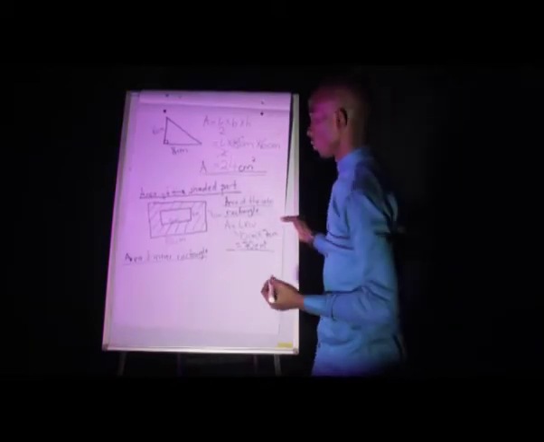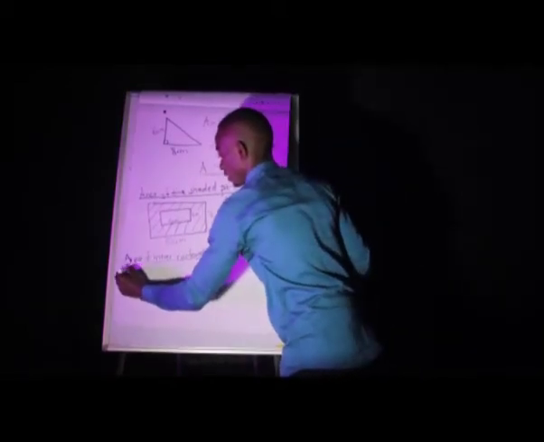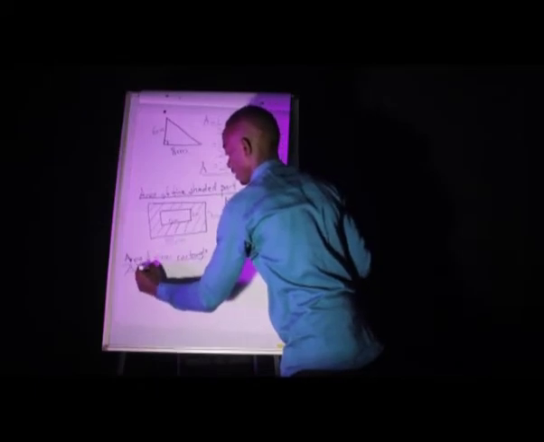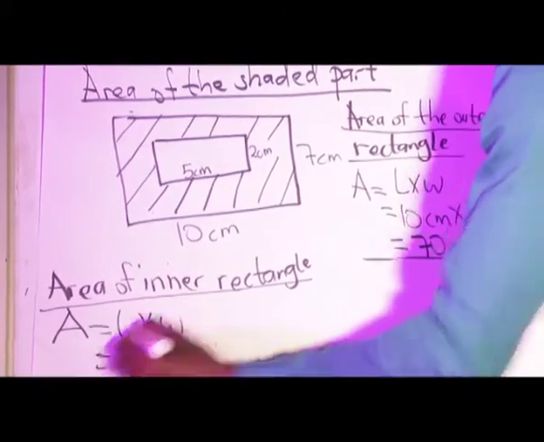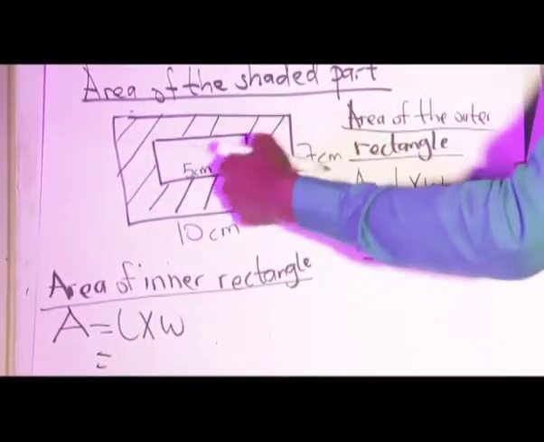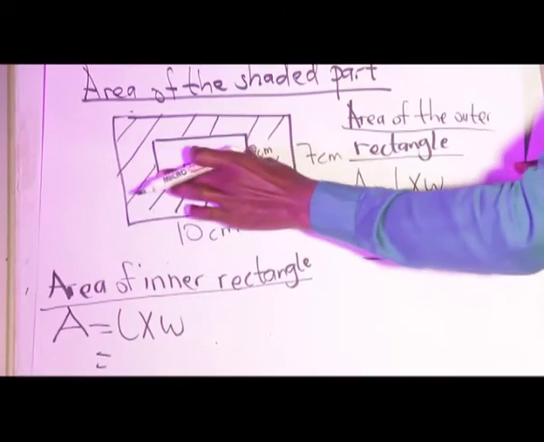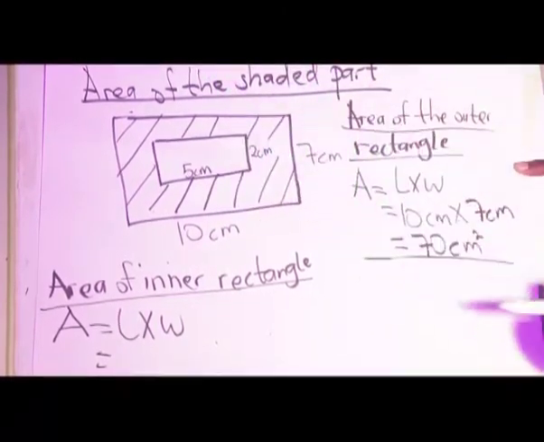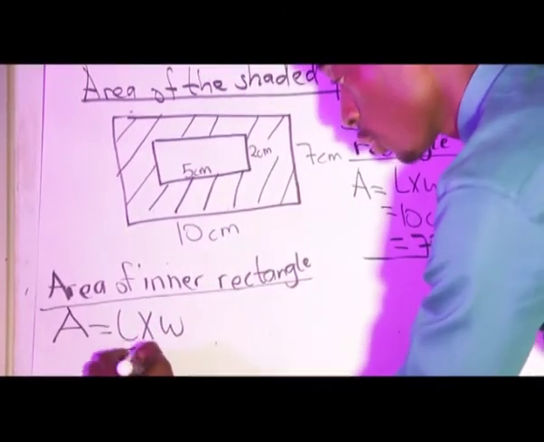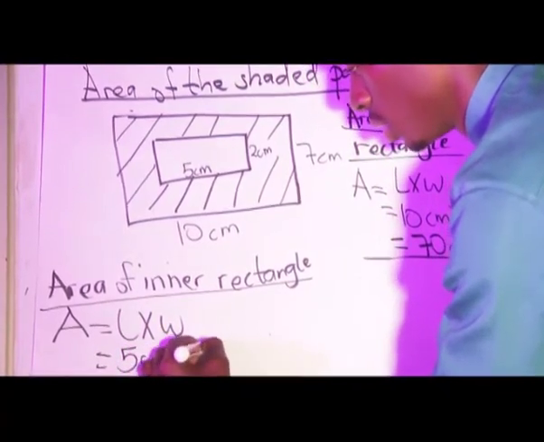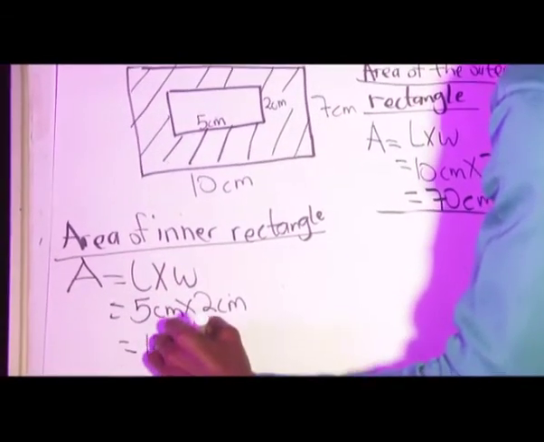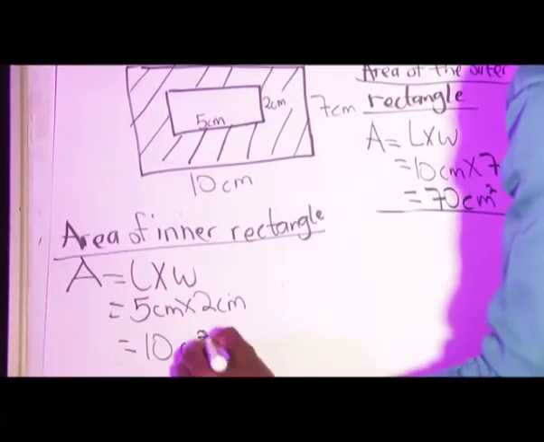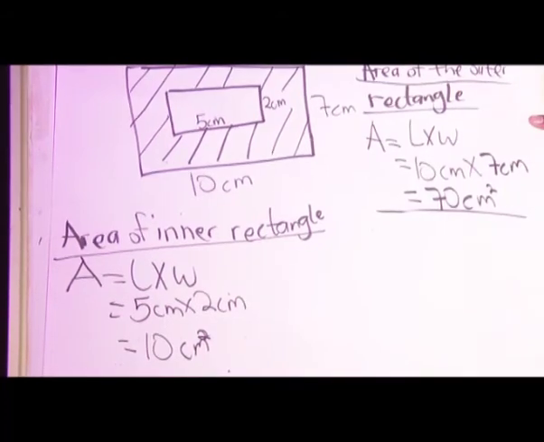Area of the inner rectangle. Remember, the area of the rectangle is length times width. Now, when you look at this rectangle, the length of this inner one is 5, whereas the width is 2. So my length is 5 centimeters times the width, which is 2 centimeters. 5 centimeters times 2 centimeters, I get 10 centimeters squared. Reminder, don't forget the square on the centimeter.